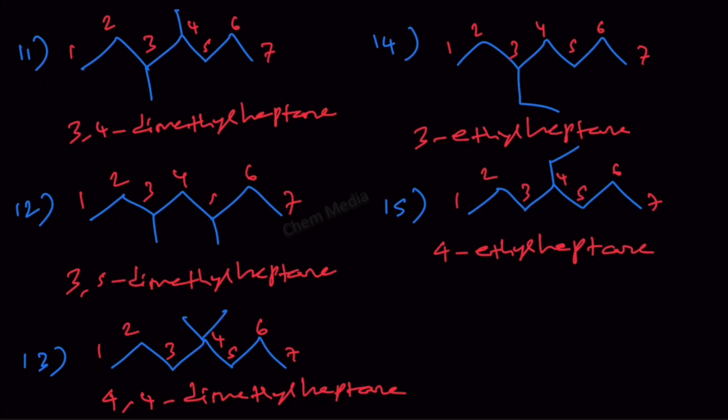We are exhausted with the heptane chain. We cannot write any more isomers of heptane. Now we are moving to the hexane chain. Isomer 16, 1, 2, 3, 4, 5, 6. With the hexane chain, let us first write the isomers with methyl groups as substituents. Let's put 2 methyl groups at 2 position, 1 methyl group at 3 position. So this is 2,2,3-trimethylhexane.